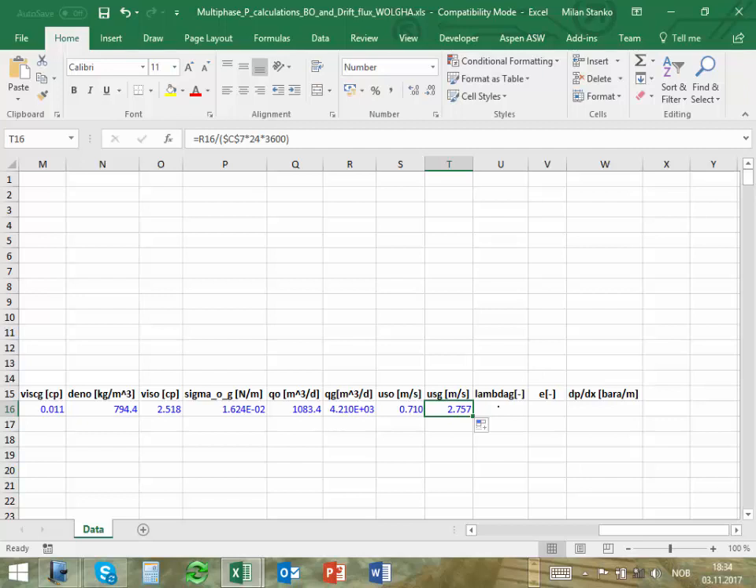Now that I have all of that, I can compute what was lambda g. Lambda g was the non-slip volume fraction, okay, the non-slip void fraction. That means rate of the gas divided by the total rate, which is the rate of the oil plus the rate of the gas. That tells me if two phases travel at the same speed, gas will be occupying at the wellhead 80% of the cross-section area of the pipe. So far, so good?